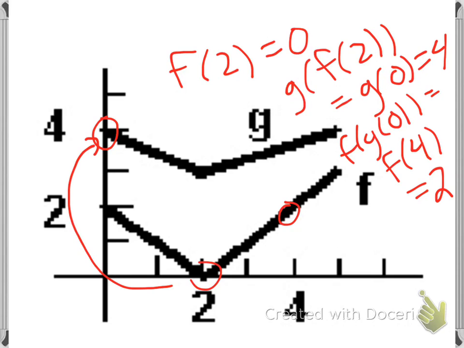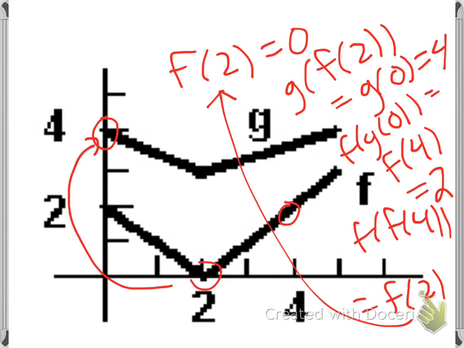And then the next question is, what about f of f of 4? Well, again, we just figured out f of 4 was 2. And if we take f of 2, we get back to 0. So f of f of 4 is f of 2, which is where we started, right? f of 2 is 0. So question 4 there is 0.